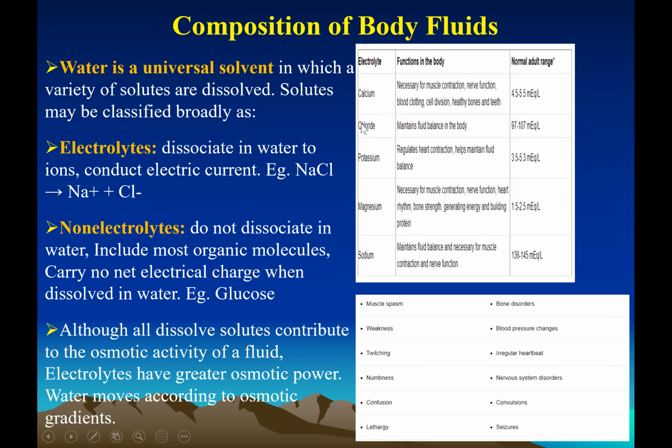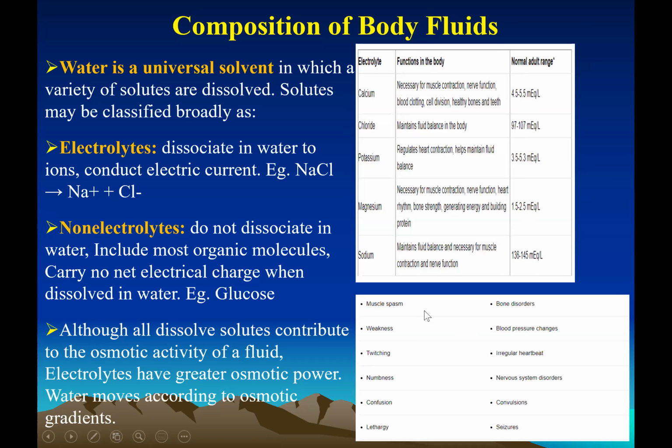Chloride and sodium are very important for maintaining the fluid balance in our body. Potassium is very important for heart muscle contraction. Magnesium also plays a huge role in muscle contraction and nerve function. So these are highly essential electrolytes, and they have to be in a certain normal range. When this range is upset, it will lead to disease, and if it is prolonged over a period of time, it will lead to death.